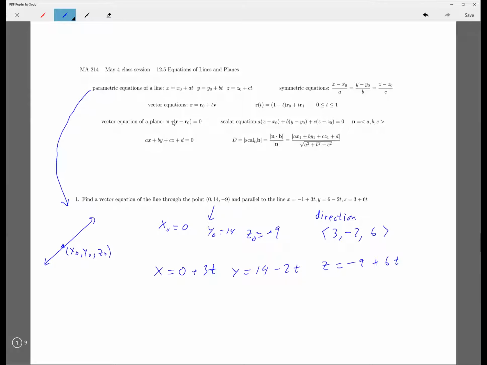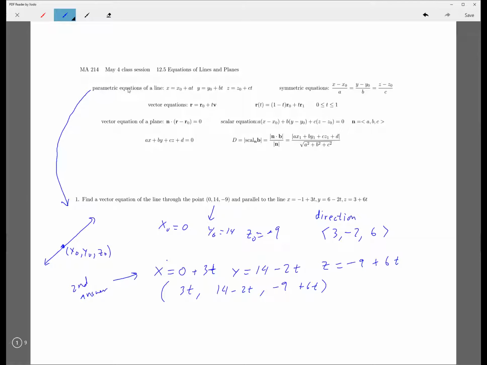Wait a minute, vector equation? Oh, wait. Okay. Back up for a second. Okay, this is for the second answer. So you just basically put in 3t, comma, 14 minus 2t, comma, -9 plus 6t. Okay, so that's the parametric equation. So that just goes in like that. So 3t, comma, 14 minus 2t, comma, -9 plus 6t.